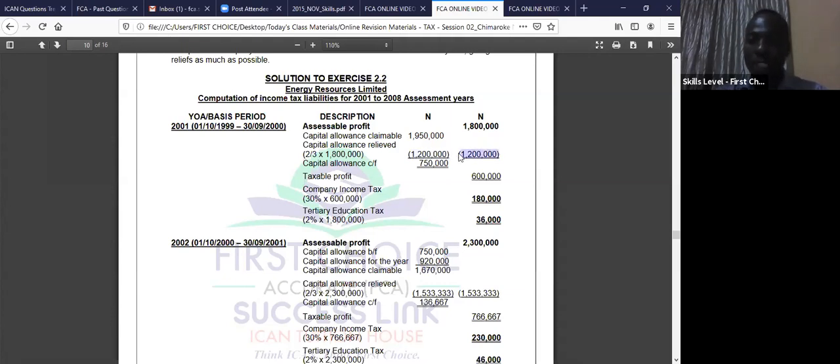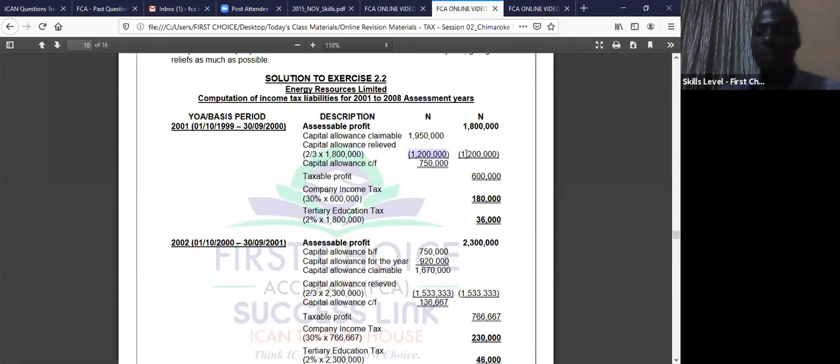There is a reason why you are putting them in two places. The first reason is this: the 1.2 million is what you are claiming as against 1.95 million. So when you deduct it from 1.95 million, you have 750,000 as the amount you did not claim, which will be carried forward to the next year. So that 750,000 came from this.